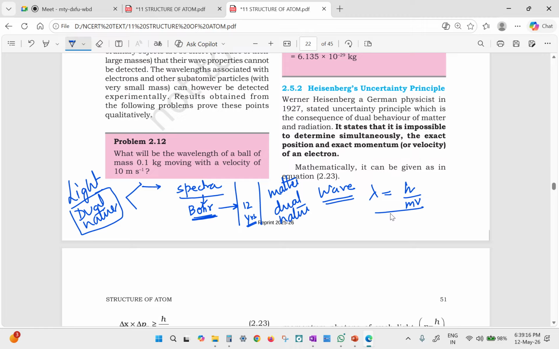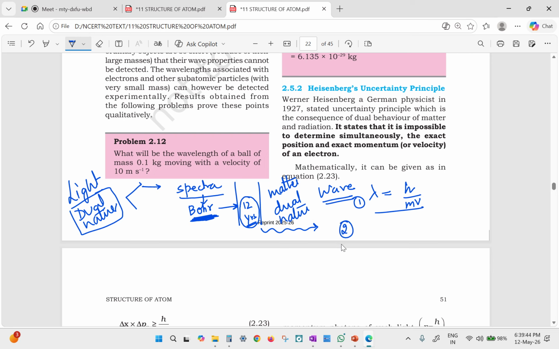This was given by de Broglie. Some people will say the de Broglie equation. After this, what happened? There were around 10 to 12 years of development. Bohr's model was there, but with a lot of objections, and some more developments happened. The first development was the wave character of matter.